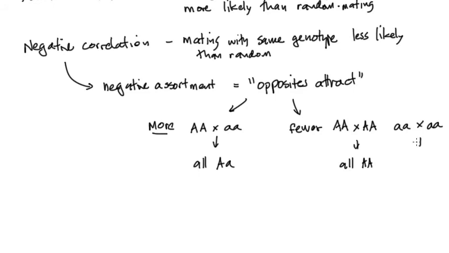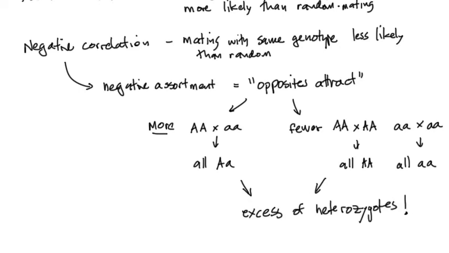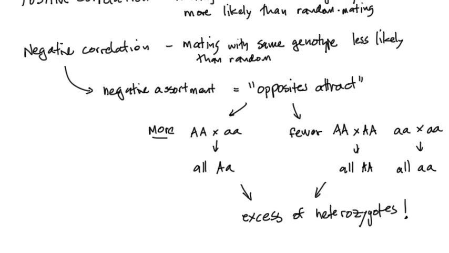Now these are the very matings that give you all homozygous offspring, and consequently, negative assortment results in an excess of the matings that give you all heterozygotes and a shortage of the matings that give you all homozygous offspring. And so you find one, a departure from Hardy-Weinberg, and two, an excess of heterozygotes. Negative assortment could be a cause for this.